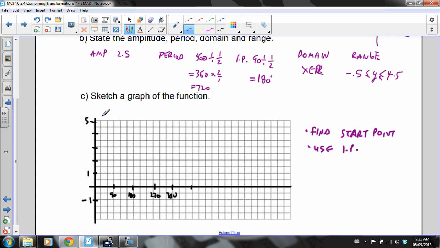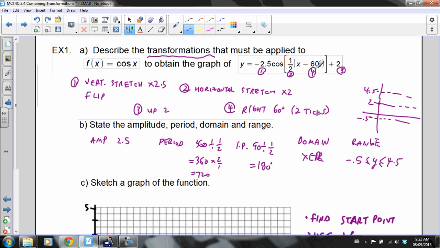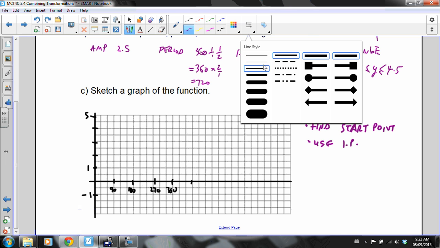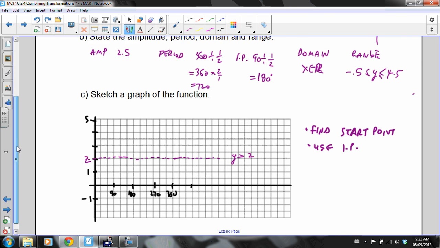Now, how do we find the starting spot? Well, that's from things like the move right, and the move up is going to change my starting spot, right? Well, the move up, I'm going to draw what the new axis would be. Up 2 means the new axis is right here. I suppose I should use a ruler, because this kind of looks crappy, but oh well. This is the axis y equals 2, and then I'm going to go up and down from there. This is 2, and I'm going to go up 2.5 from there. My starting spot would be there, because the amplitude's 2.5.